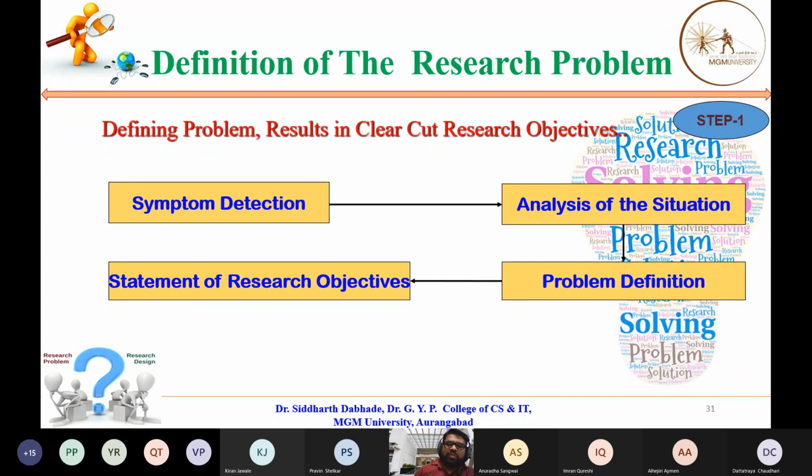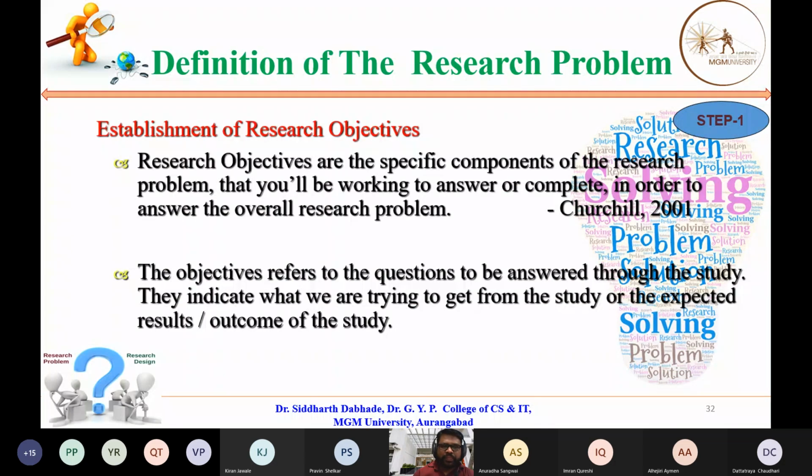In a similar manner, you need to define the problem and try to give the solution in the form of your objective, and try to complete your objective throughout your research work. That is the clear-cut definition of your research. First you need to detect the problem, analyze that problem, set the objective, and throughout your research work, try to fulfill your objective. That is nothing but your research, right?